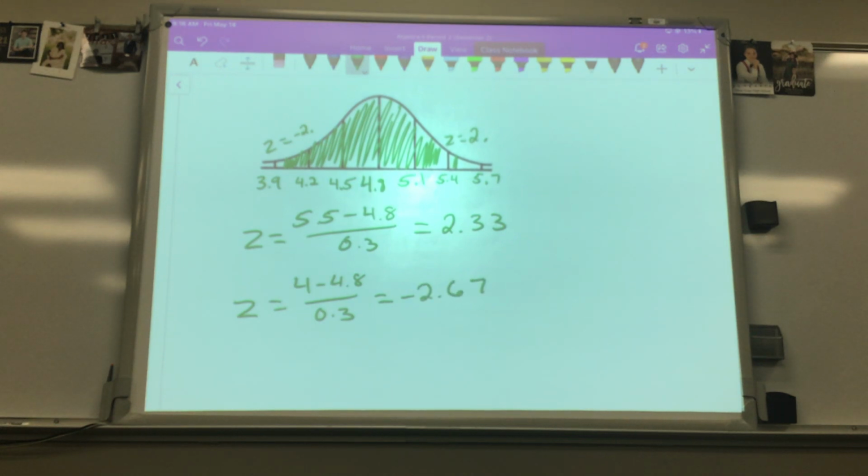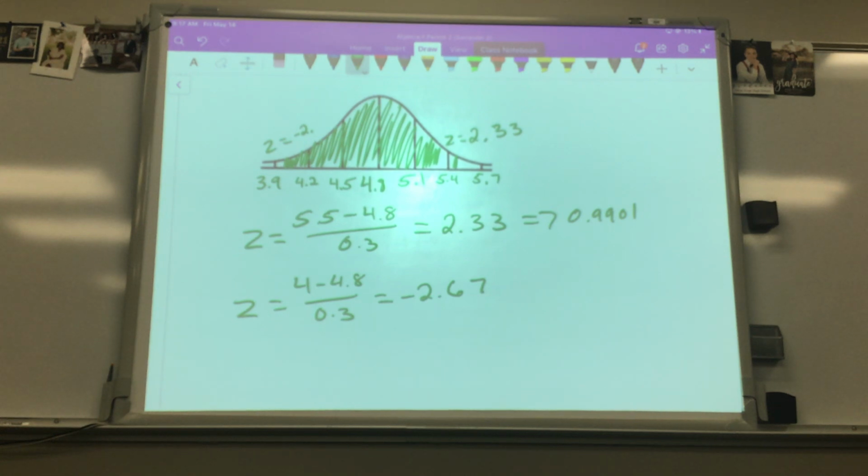Again, once you find the Z-scores, find the areas associated with those Z-scores, right? 2.33, what was the area? 0.9901. Again, that's everything to the left of that Z-score 2.33, correct? I need to exclude that little sliver at the end, the end tail, correct?